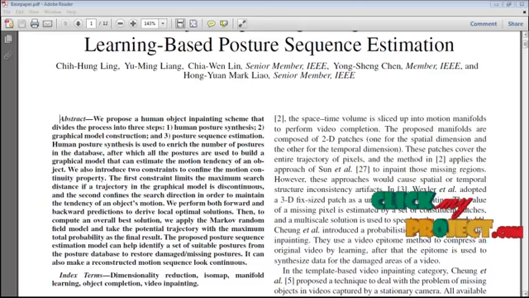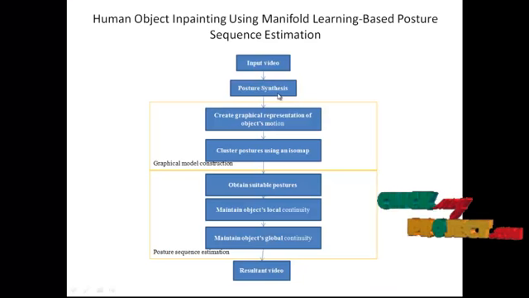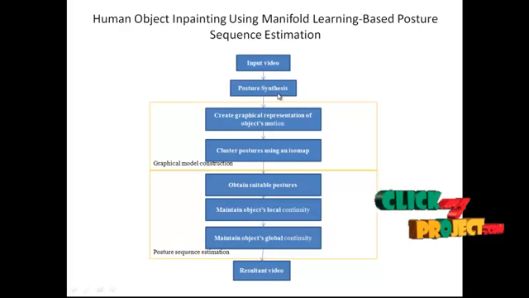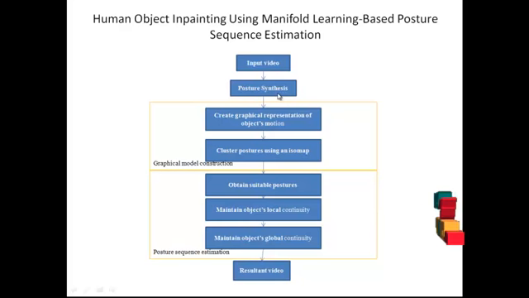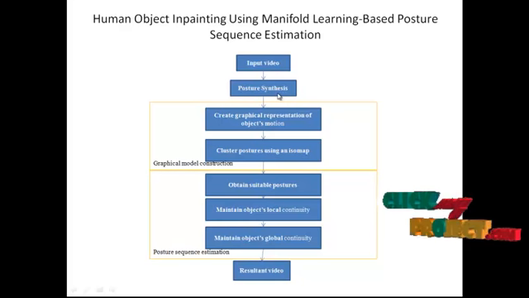The proposed posture sequence estimation model can help identify a set of suitable postures from the posture database to restore damaged or missing postures. It can also make a reconstructed motion sequence look continuous. The flow of the project starts with posture synthesis, followed by graphical model construction and posture sequence estimation.